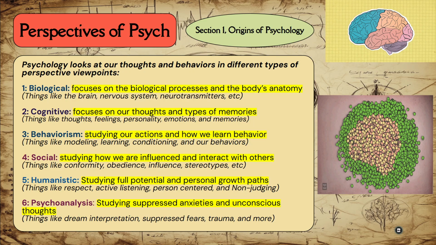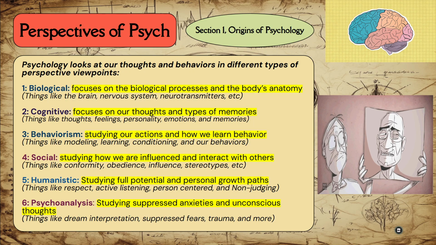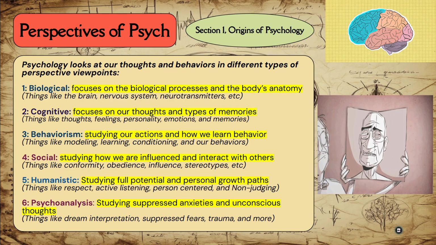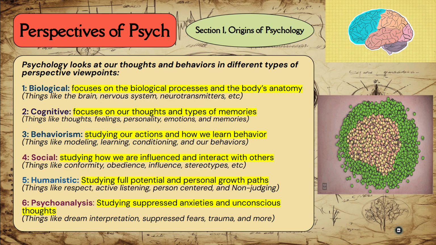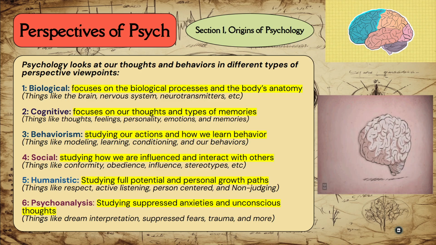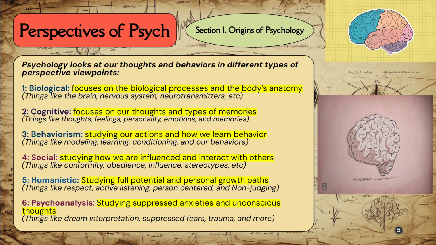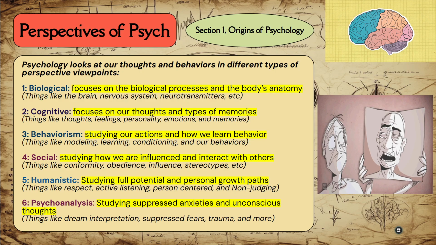Social psychology perspective just talks about how we're influenced by others and the impact that they have with our interactions. So things like, are we obedient to others? How are we influenced, like peer pressure wise, stereotypes, anything that involves us interacting with different groups and cultures.